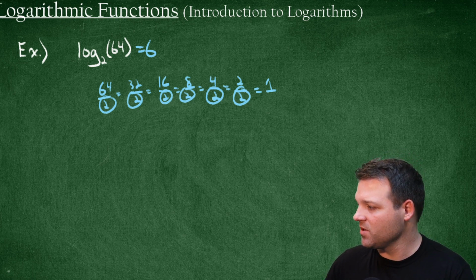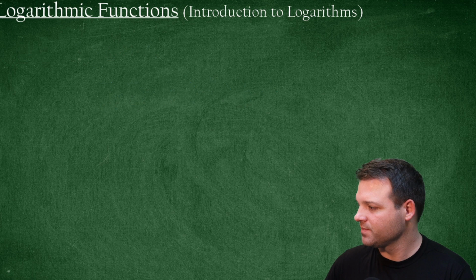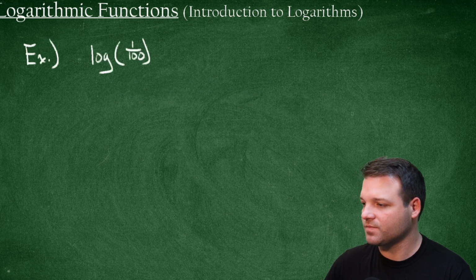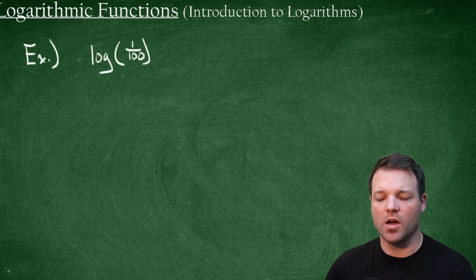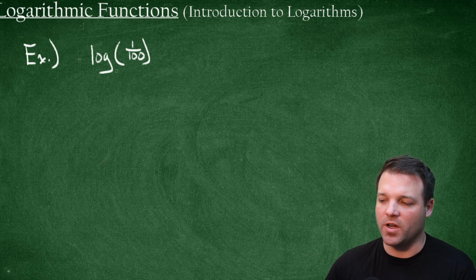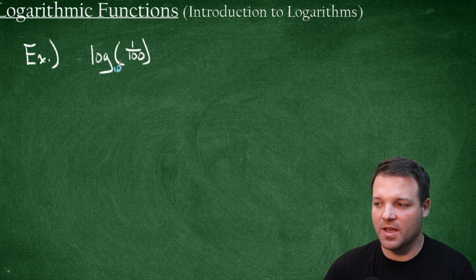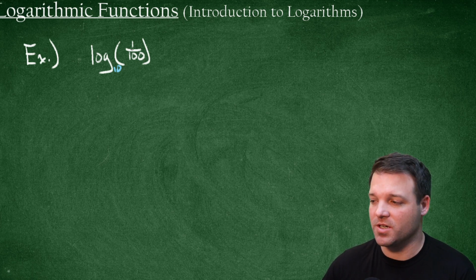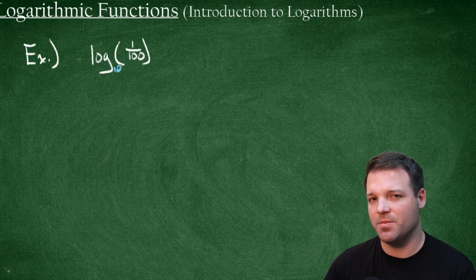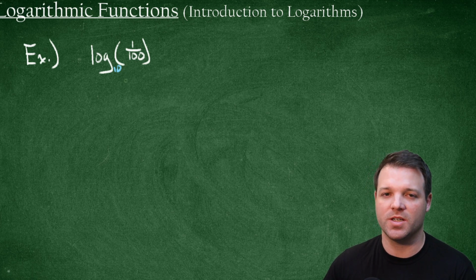All right, let's go to another example here. So here I have log of 1/100th. So remember here that if you don't have a base, then that is the common logarithm. So the base is 10. And so again, what is the question here? It's saying, how many times would I divide by 10, the base, in order to get back to 1?